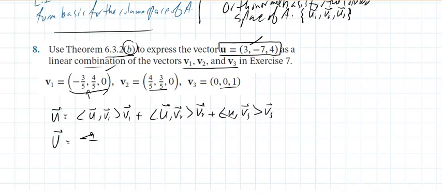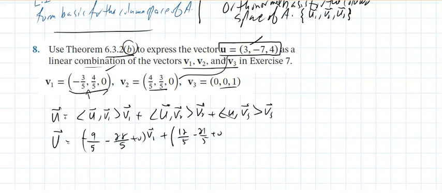That will be negative 9 divided by 5 minus 28 divided by 5 plus 0, v sub 1, I'll clear that in a minute. And here when I do the inner product of those, that would be 12 over 5 minus 21 over 5 plus 0 v sub 2, plus 0 plus 0 plus 4 v sub 3.